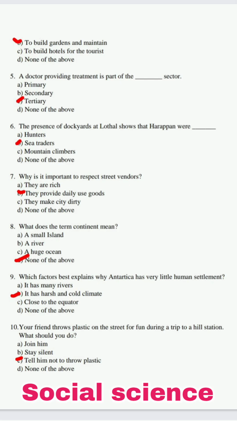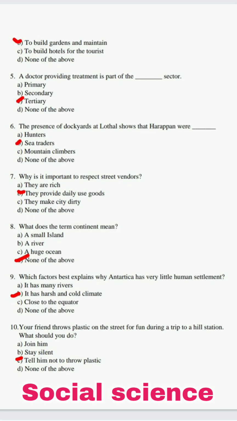Question number 5. A doctor providing treatment is a part of a dash sector. Options are A. Primary, B. Secondary, C. Tertiary, D. None of the above. And the correct option is option C. Tertiary.